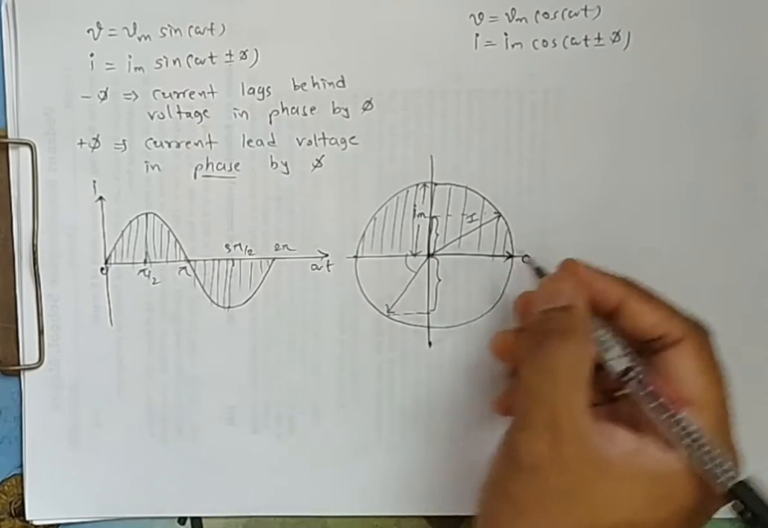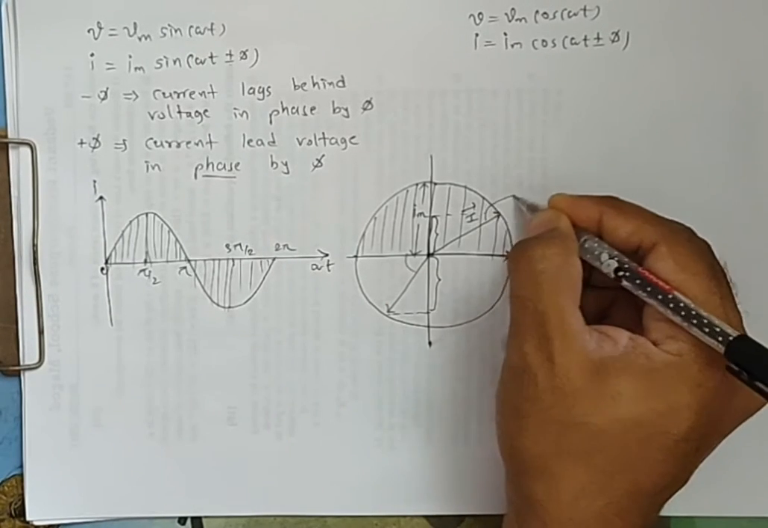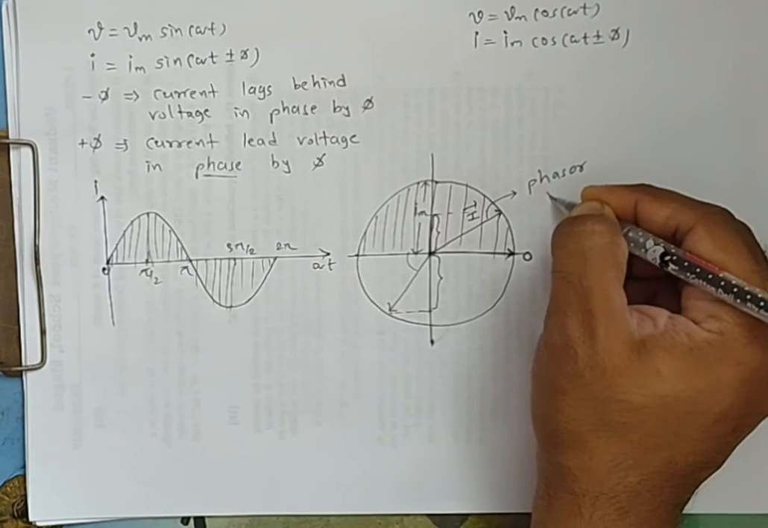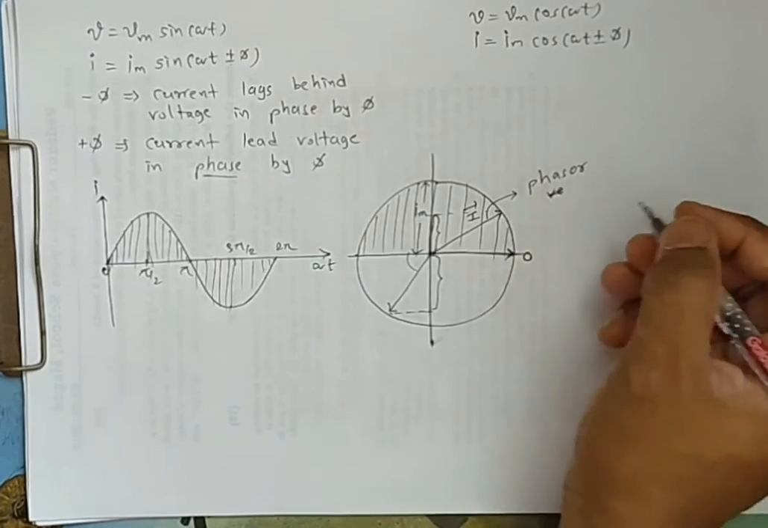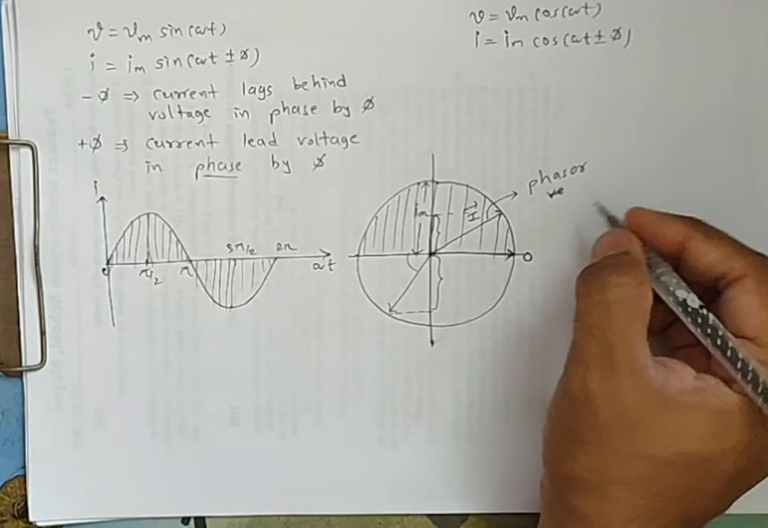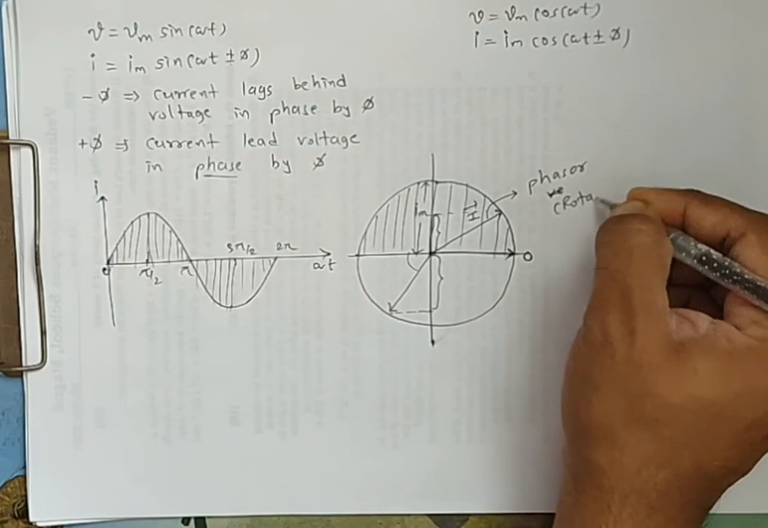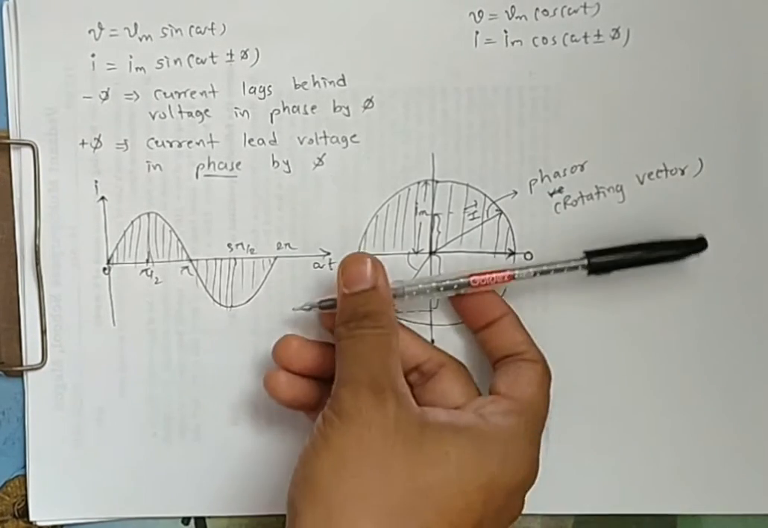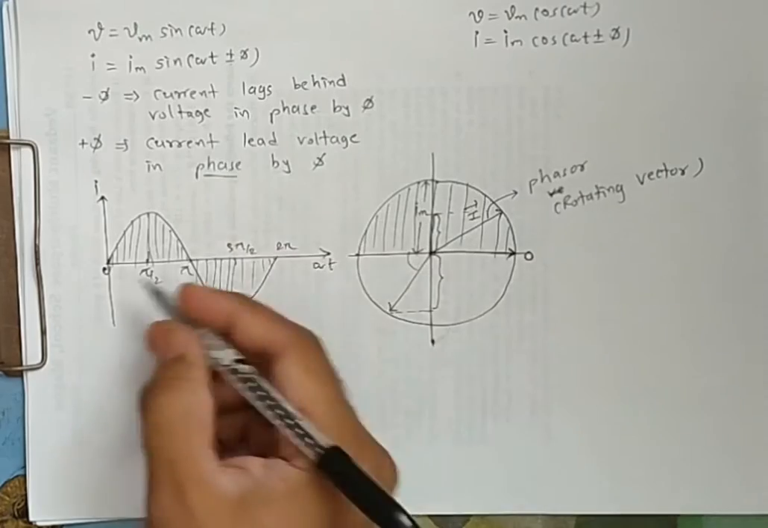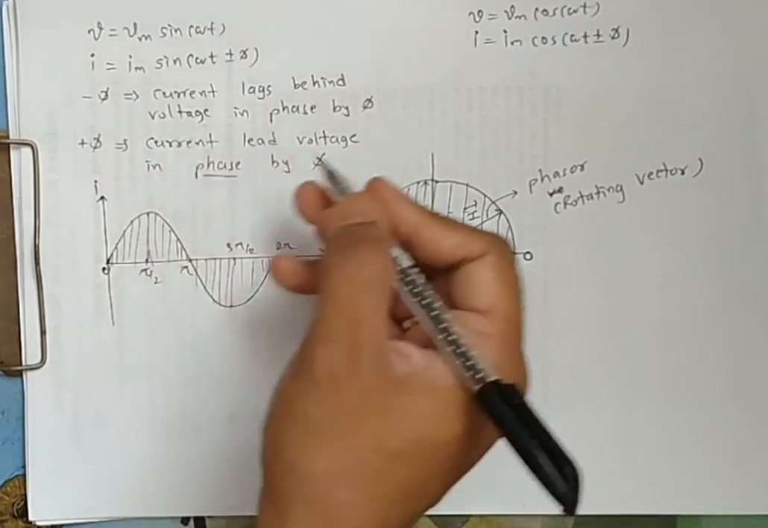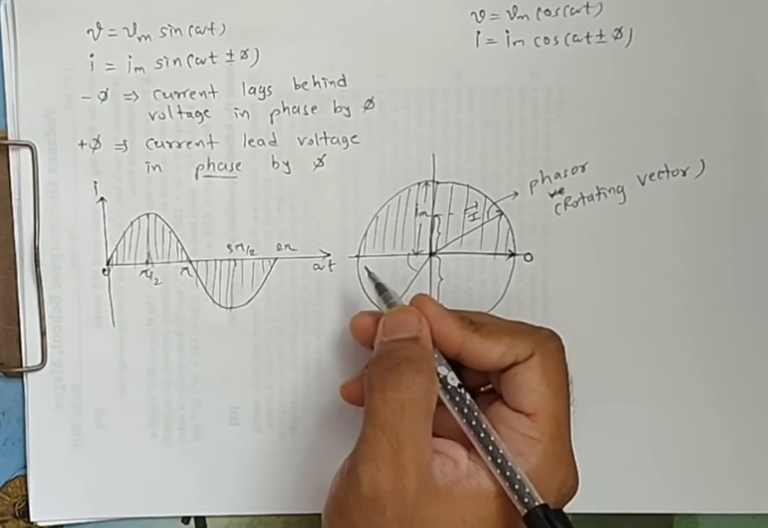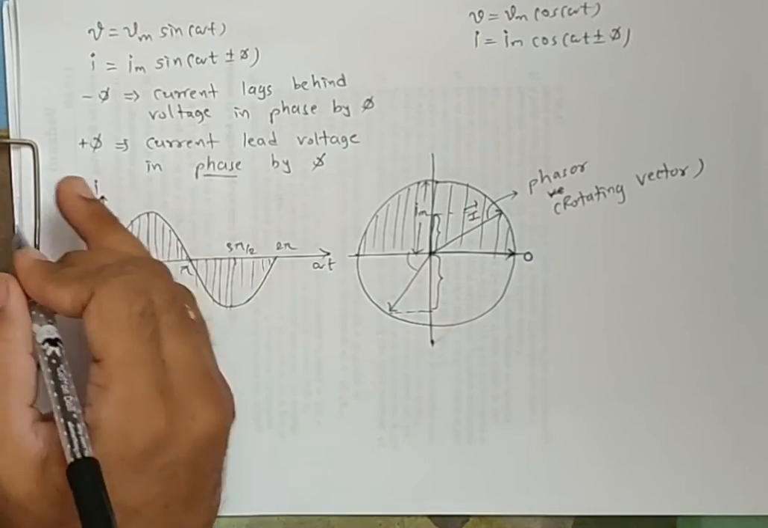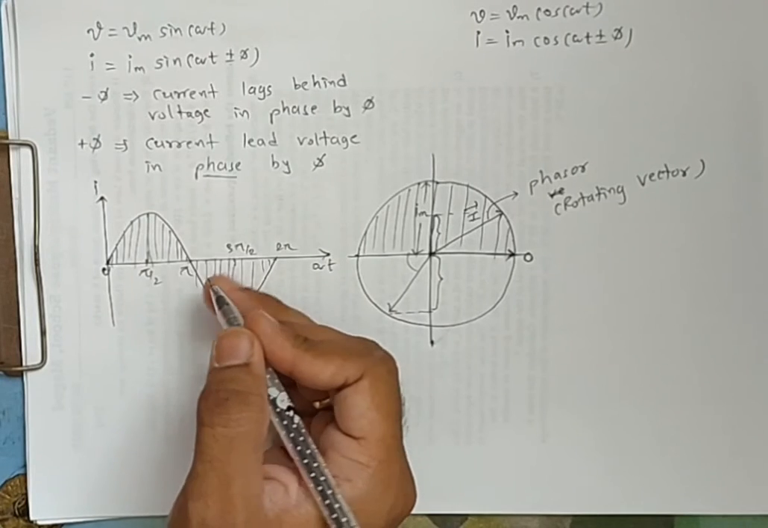So this vector is called a phasor vector, or you can call this a phasor, or you can call this a rotating vector. By rotating this vector, you can make this waveform of I and V. So you can represent this current and voltage in terms of this phasor vector.